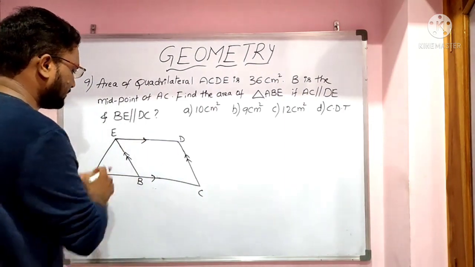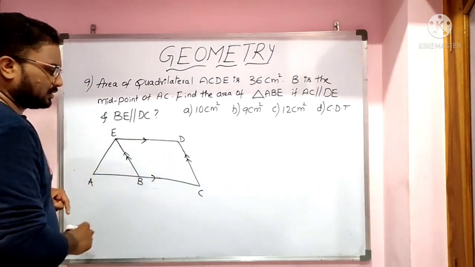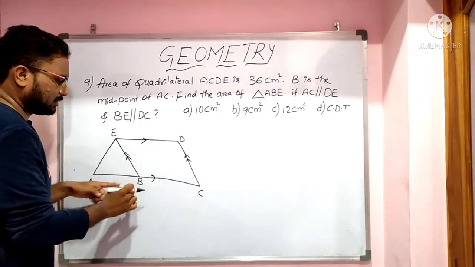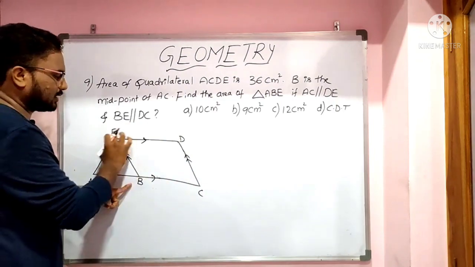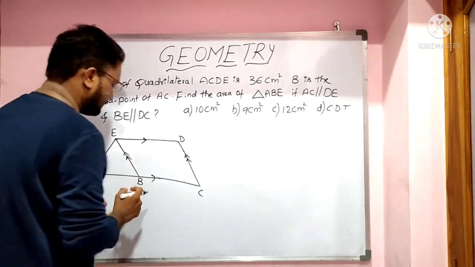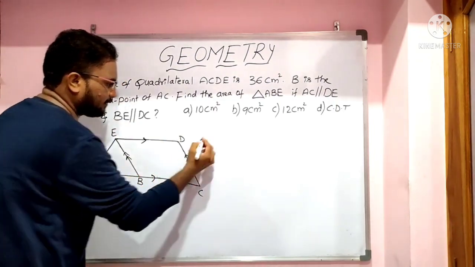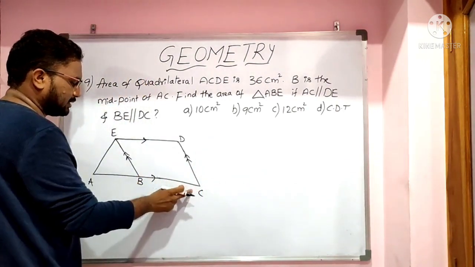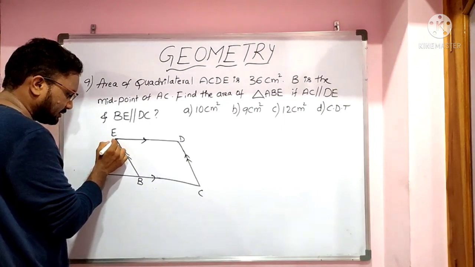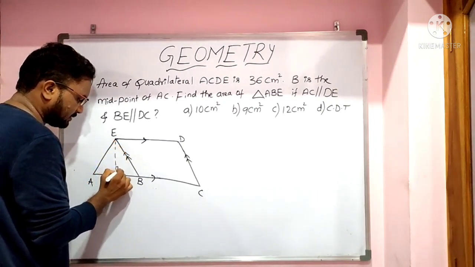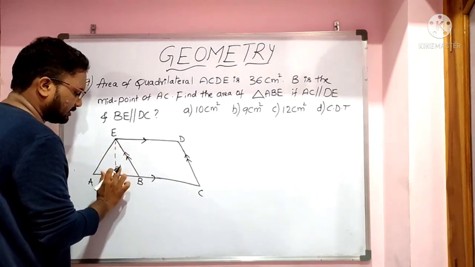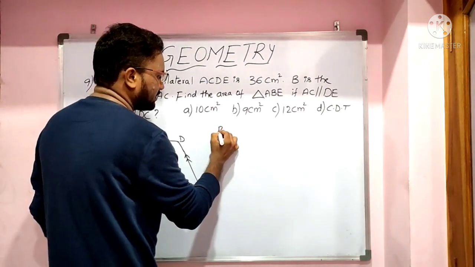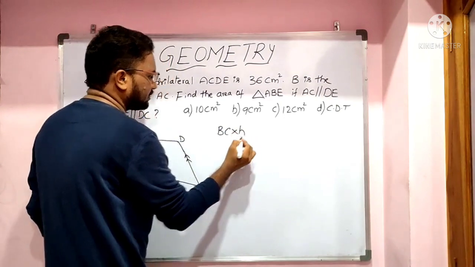So in this figure, it is a quadrilateral, and these two are parallel and these two are parallel. Hence BCDE is a parallelogram. So here, area of parallelogram equals base into height. Area of parallelogram is BC into height, let us say height is H. So area of parallelogram equals BC into height.